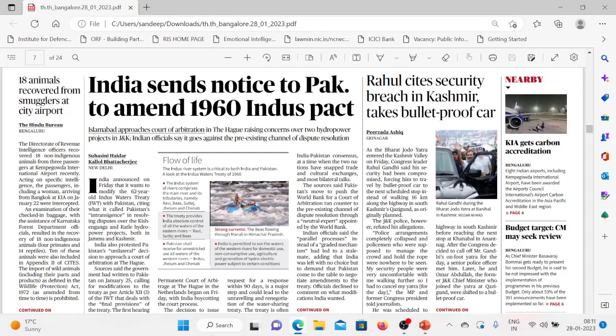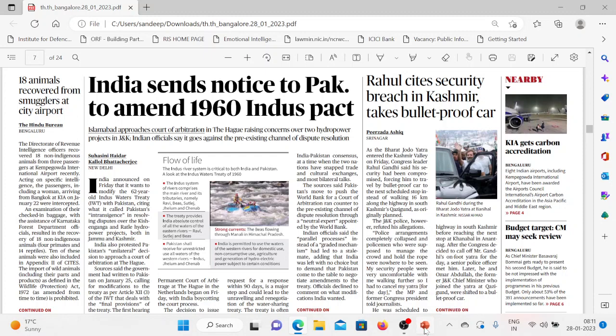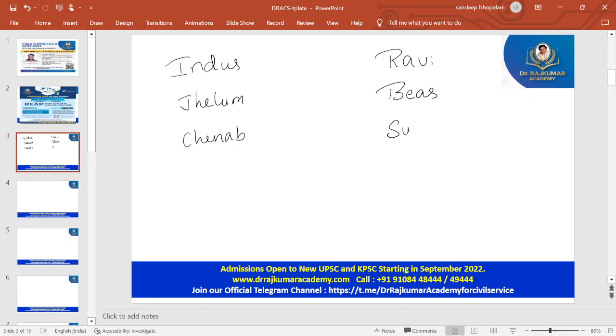India sends notice to Pak to amend 1960 Indus Pact. So let us discuss about this a bit, guys. See, guys, Indus and its tributaries. If you take Indus, Jhelum, Chenab, Ravi, Beas, Sutlej. If you take these six rivers, guys, three rivers are called west flowing rivers, three are called east flowing rivers.